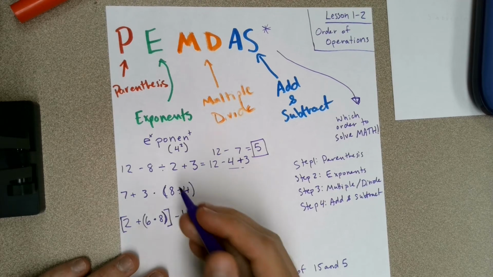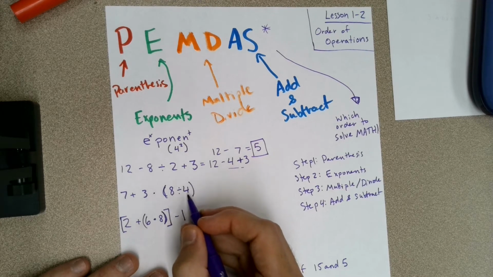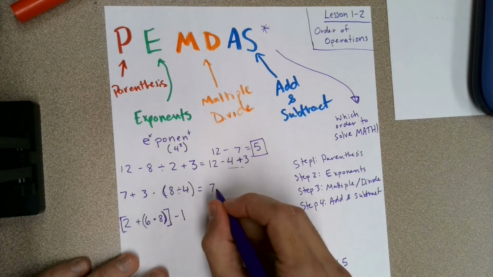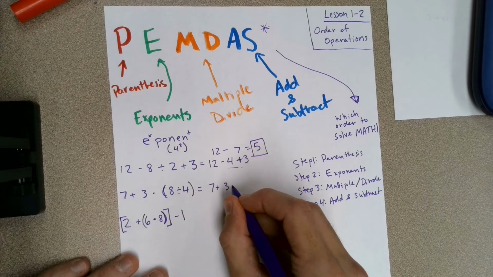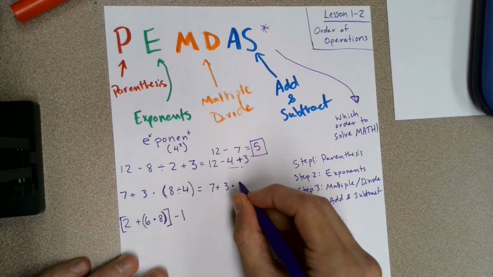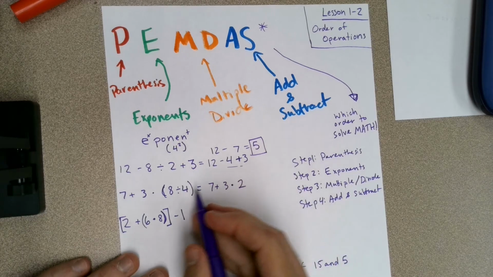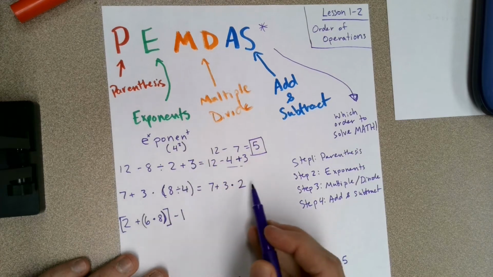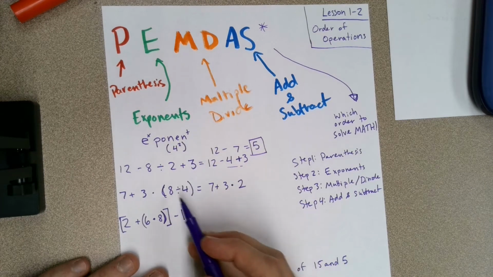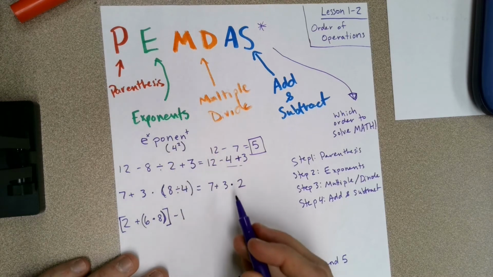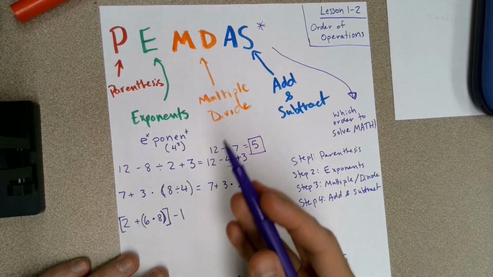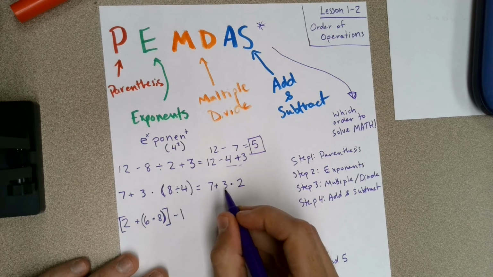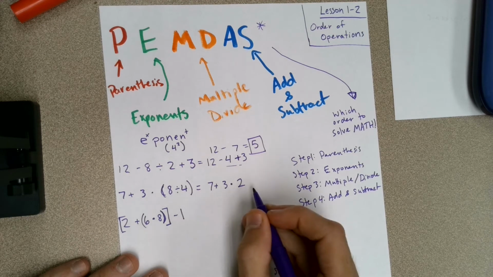Let's solve our parentheses. 8 divided by 4 is 2. So we got a new problem here. We got 7 plus 3 times 2. We solved our parentheses. We checked it off. On to our exponents. Do we have any exponents? No exponents today. I already told you that. We're not going to have any, but if they were there, we'd do them now. Next up, multiplication division. I know 7 plus 3 is not multiplication or division. 3 times 2 is.